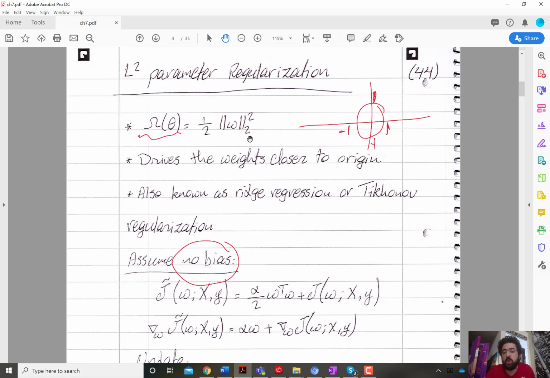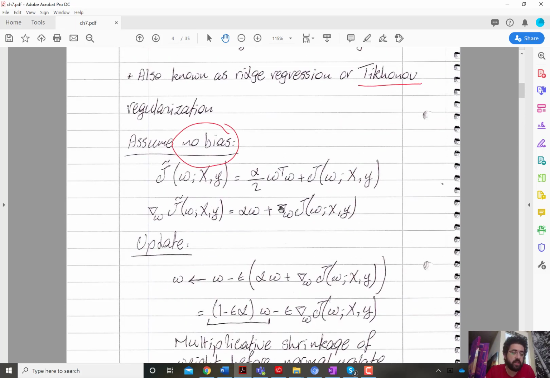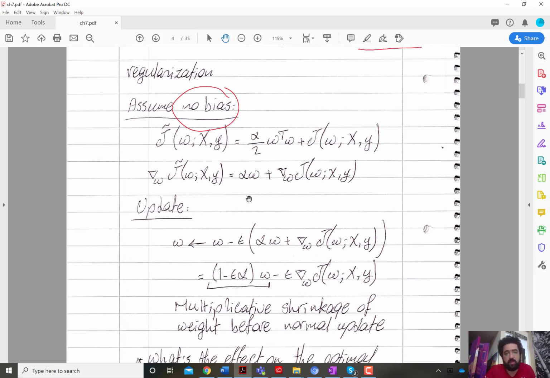This is also known as ridge regression or Tikhonov regularization, in recognition of how it was first introduced. This is just an introduction in this video, so let's discuss the parameter update, and then next time we will discuss the optimal solution. When you have a regularization strategy, you are naturally curious about how it affects the parameter updates and how it affects the optimal solution.